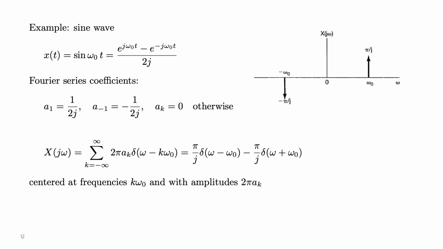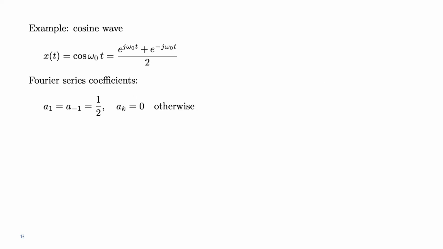So X of j omega is going to be, again, a train of impulses. The impulses will be centered at frequencies k omega 0 and will have amplitude 2 pi a_k. Since in this case only two coefficients are non-zero, there will be only two impulses centered at omega 0 and minus omega 0. And their amplitudes will be 2 pi a_k, which is equal to pi over j and minus pi over j. We see this represented on the top right of the slide.